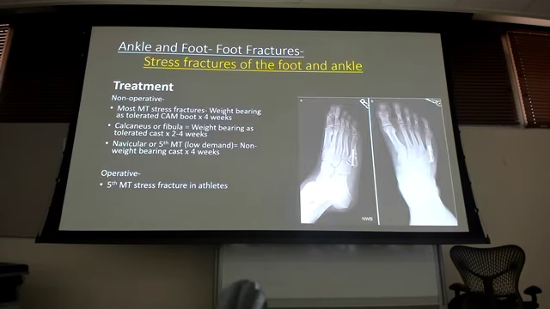Most of these are going to be non-operative. So put them in a cam boot. Weight bearing is tolerated. If there's any associated fractures, or if it's a calcaneus or fibula stress fracture, those are managed similarly, as long as it's not completely through the bone. And then navicular or that fifth metatarsal is going to be non-weight bearing, just because of that risk of non-union in those due to the blood supply being a little bit less. We worry about osteonecrosis, non-union.